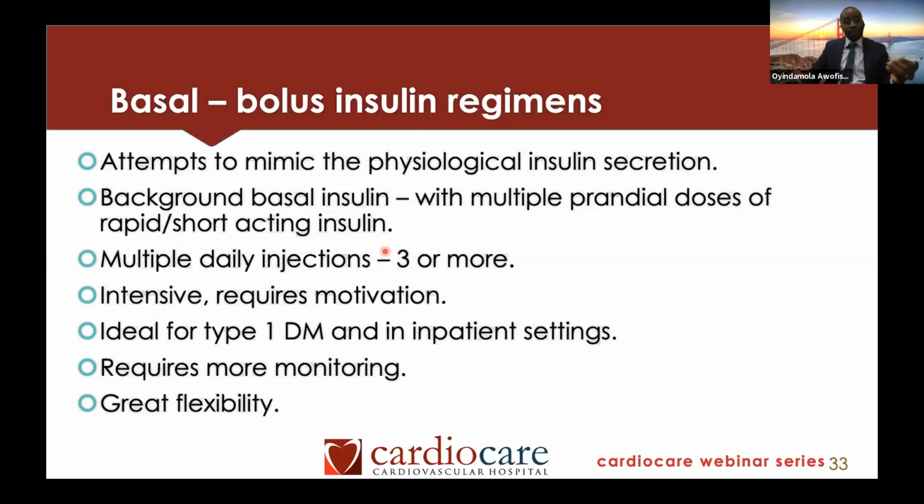In a typical type 1 patient on a basal bolus insulin regimen, you will be able to see the finger prick marks at the tip of the finger, because the person will oftentimes check up to 4 times a day. It gives great flexibility in terms of timing of meals. It doesn't force you to eat at a particular time. There's even more flexibility in what the person will eat, because the prandial insulin, the mealtime insulin, can be adjusted to the amount of calories the person is about to take. That's the beauty of the basal bolus regimen.